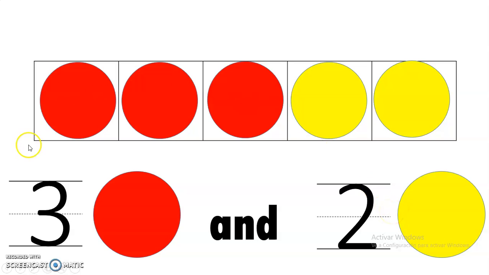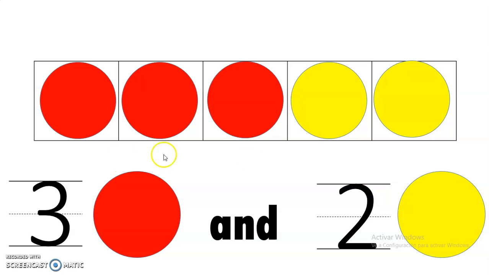Let's count how many I have in all of them together. ¿Cuántos tenemos en todos ellos juntos? Vamos a ver. 1, 2, 3, 4, and 5. Very good. I have 5 counters, 3 reds and 2 yellows.